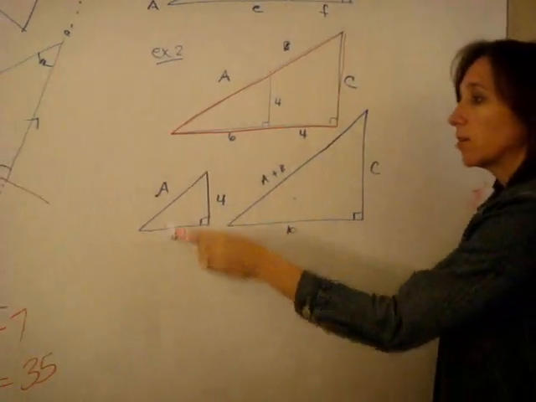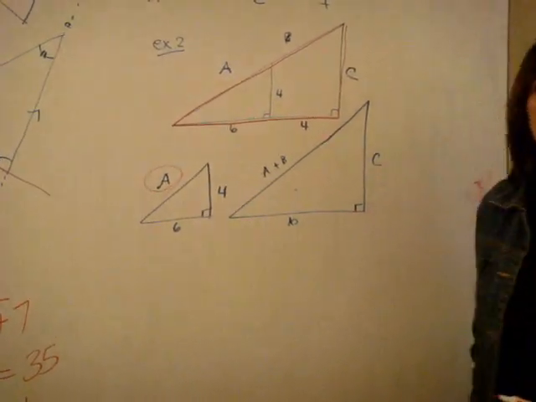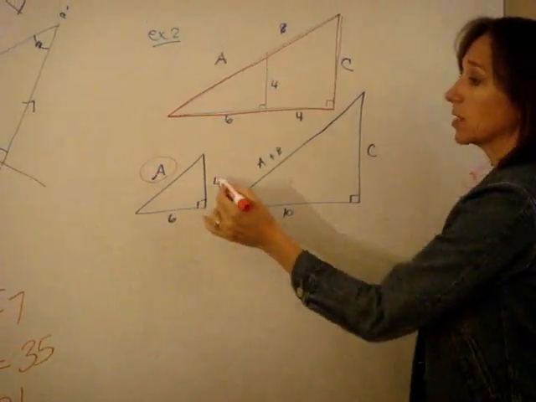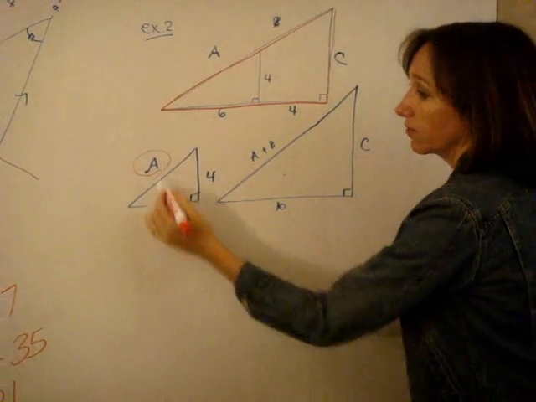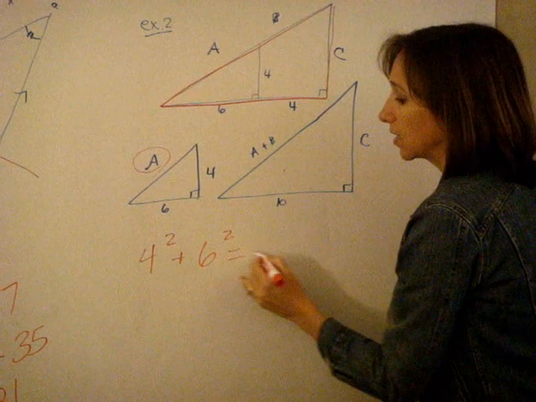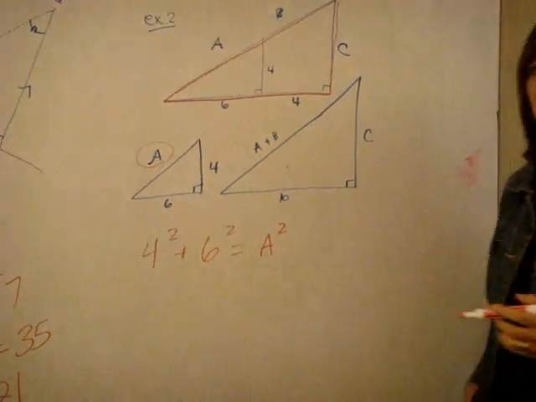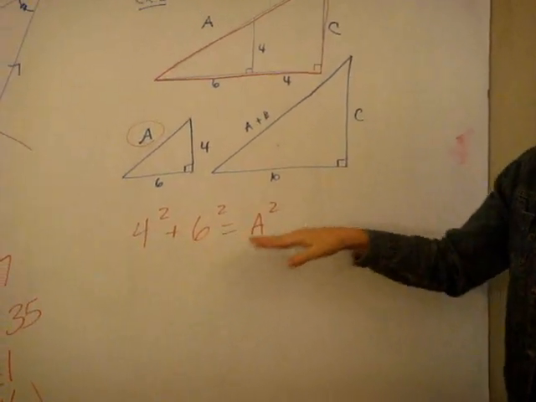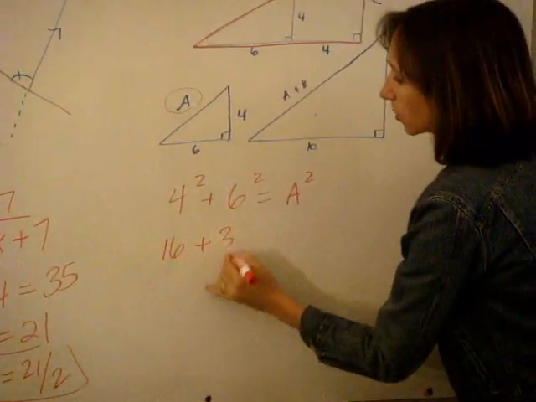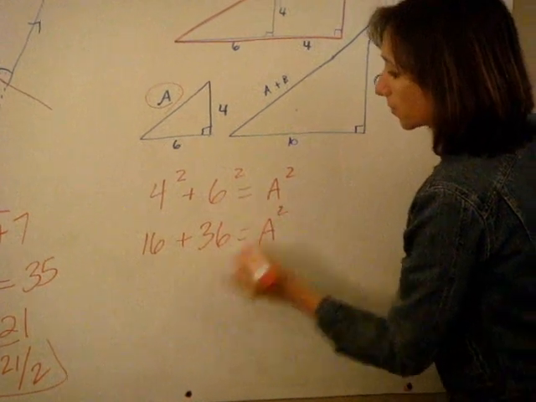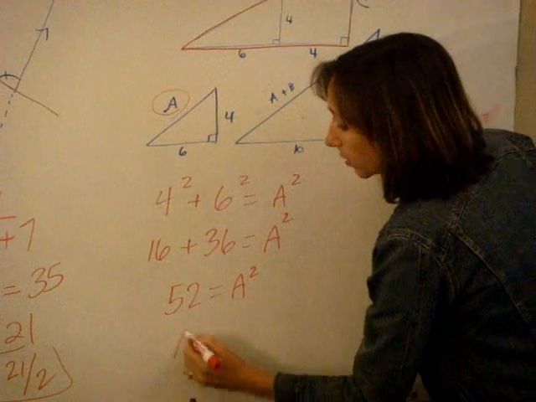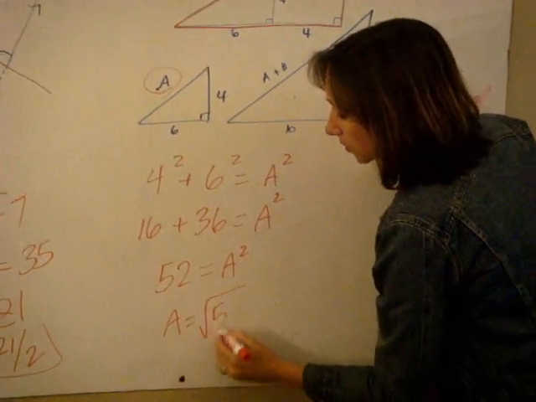Because it's a right triangle, we can find a using the Pythagorean theorem. A is a leg, this is the hypotenuse, a leg and a leg. So we can figure out a by just saying 4 squared plus 6 squared equals a squared. That's the Pythagorean theorem. a squared plus b squared equals c squared. And then we just need to figure it out. 16 plus 36 equals a squared. 52 equals a squared. So we know a equals the square root of 52.